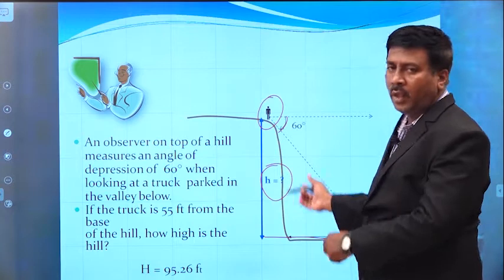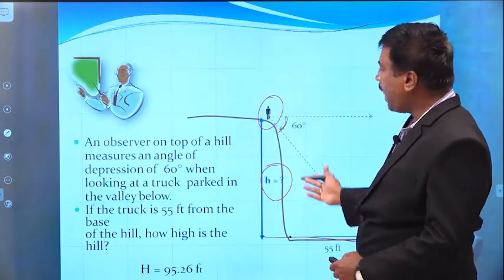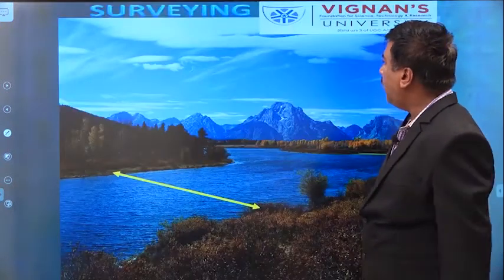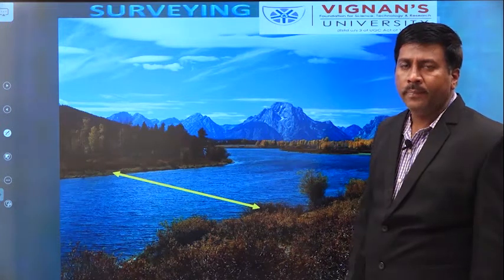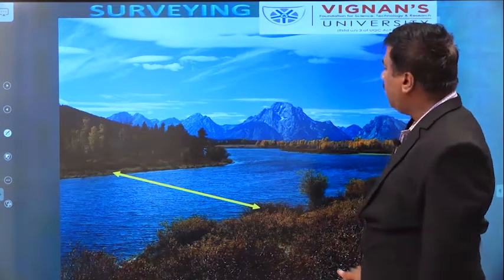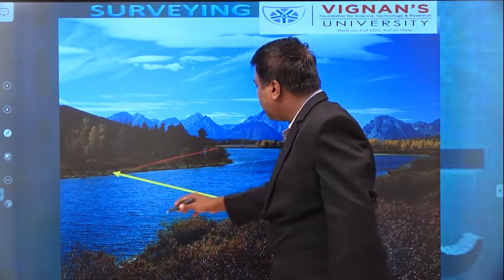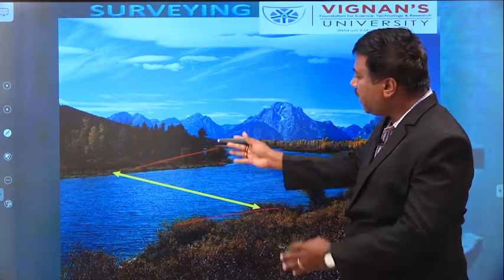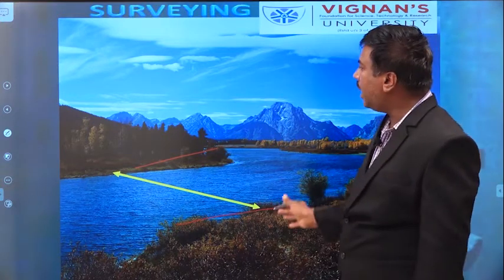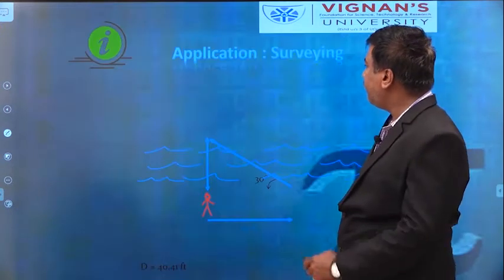So this is called the angle of depression. Before that, there is the angle of elevation, and this is the angle of depression. Now, this is also another important application of trigonometry. In between, the branches of a river, that means we have to assume the length of the river. By using trigonometry, we have to find it.